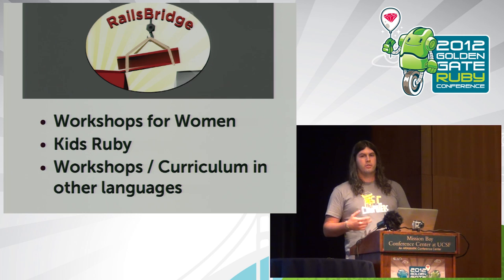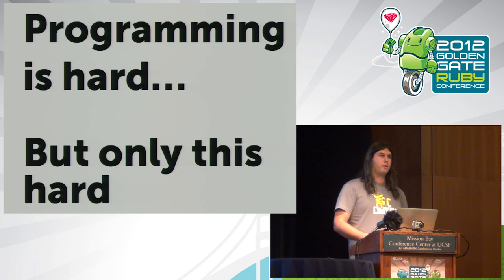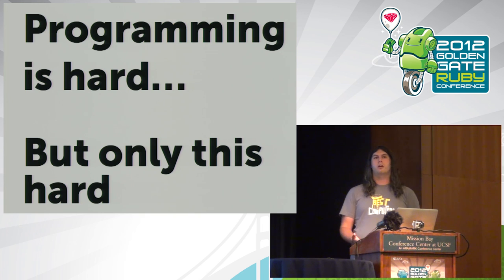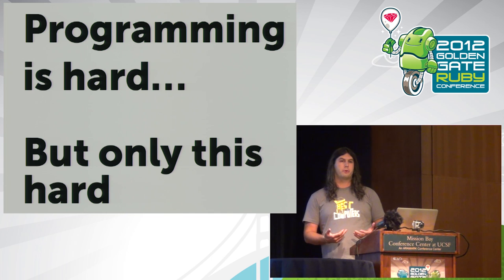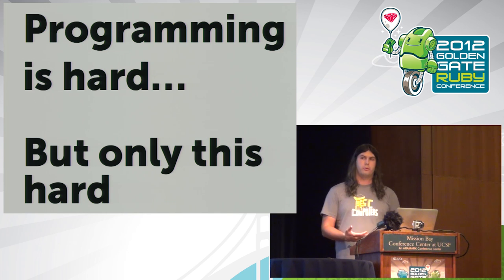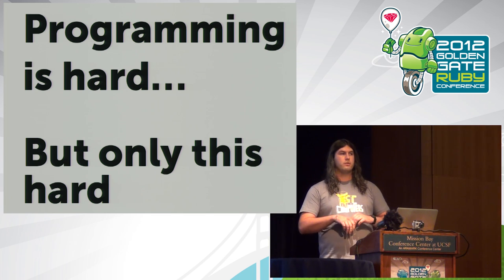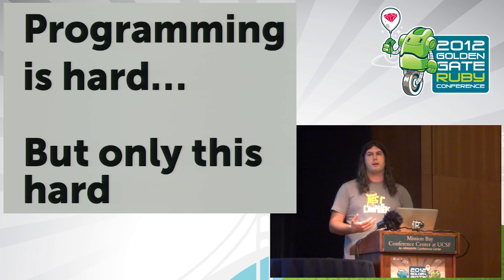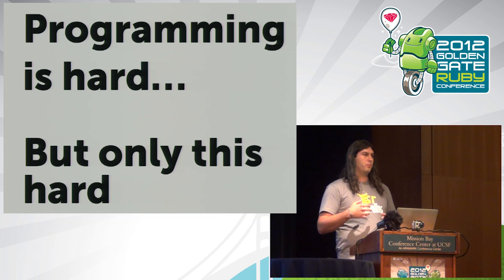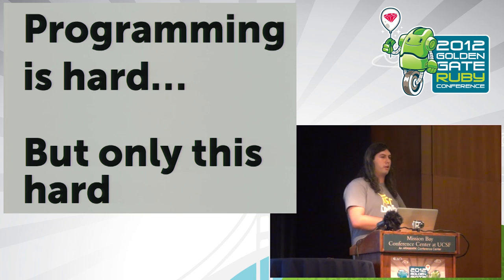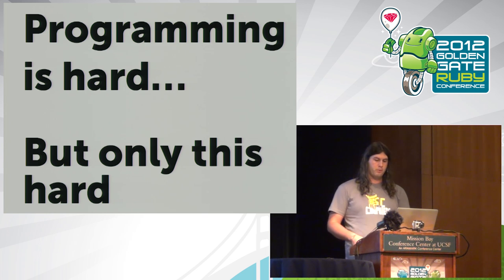At Rails Bridge, the big thing that we're trying to bring to our attendees is that, yeah, programming is hard, but it's only hard. It's not an impossible feat to learn to program for anyone in this room or in this world. It's something that is attainable by everyone, and the main goal of the workshop is just demystifying that process and bringing that to everyone. So we use different techniques when we're working with kids at Coder Dojo than we would ever use working with women and minorities at Rails Bridge.